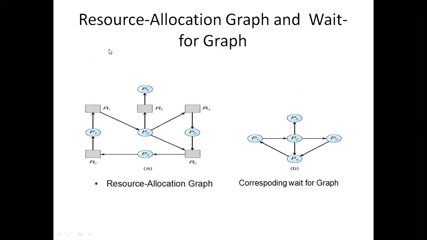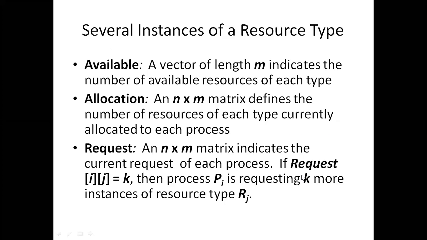If there is only one instance, we need to go for a resource allocation graph. From that, we need to draw the wait for graph. If it is a single instance, fine; if there are several instances, we need to go for an algorithm. So what is that one? Follow the cursor. Available, allocation, request.